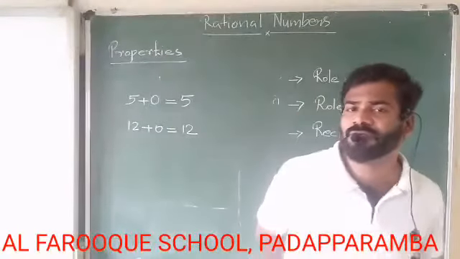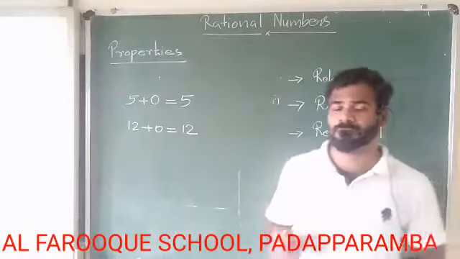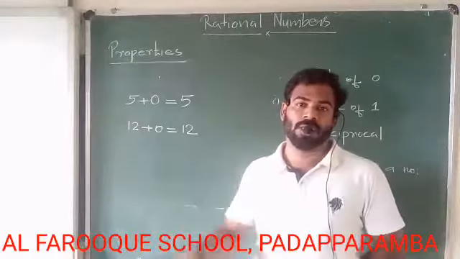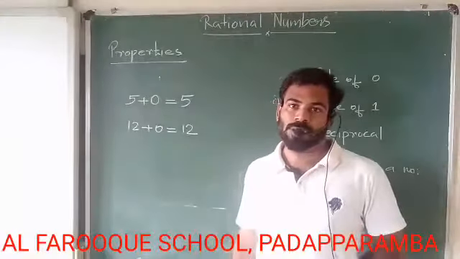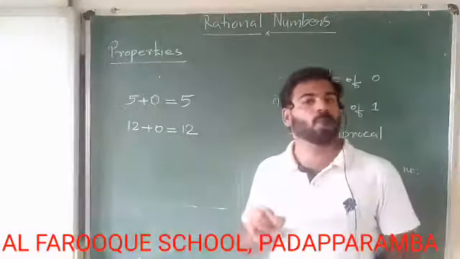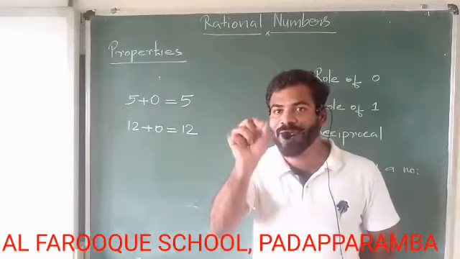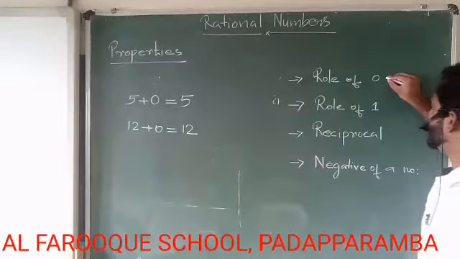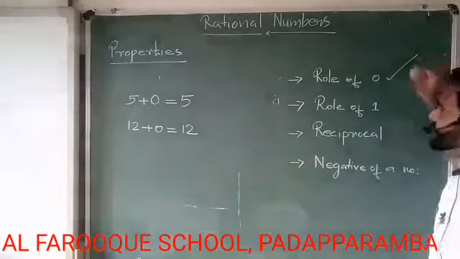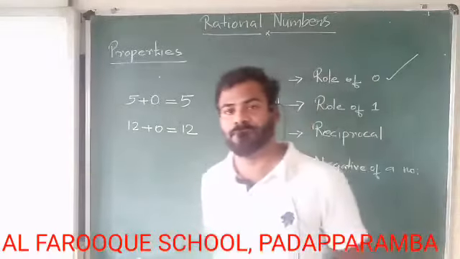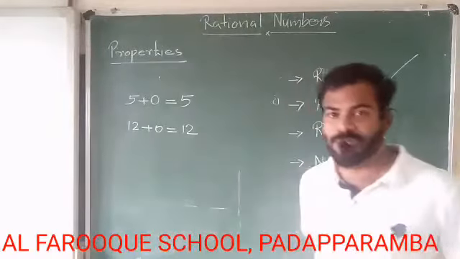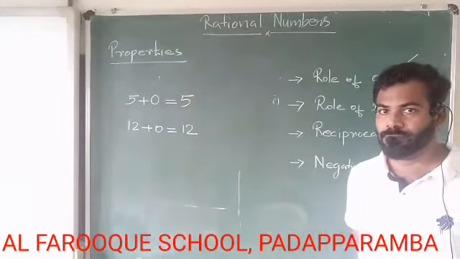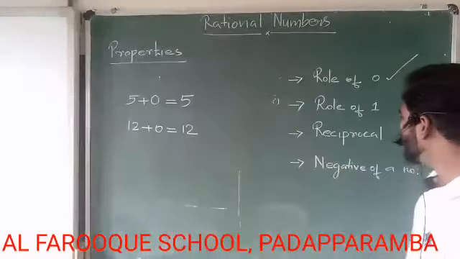Which means if we add any number with a 0, the result should be the very same number or the identical number. So we can say that 0 is the additive identity. What is the name? Role of 0 is, it is the additive identity. Once again I am repeating, 0 is the additive identity. Clear?